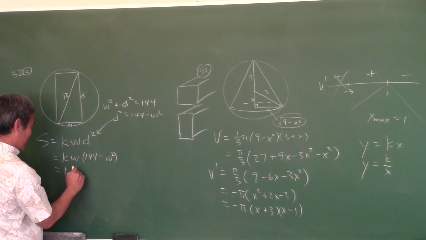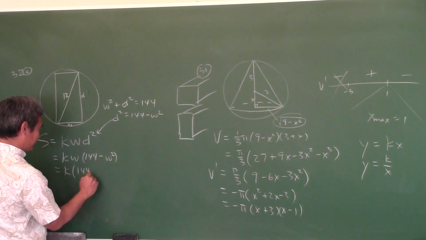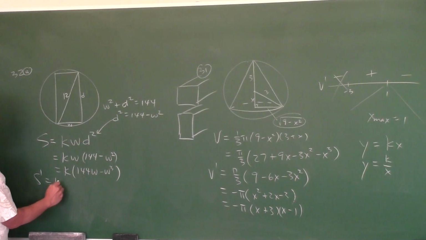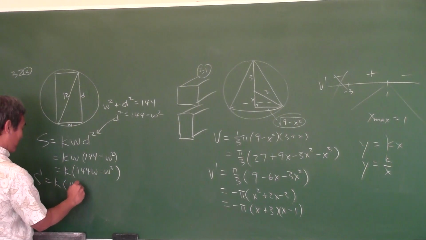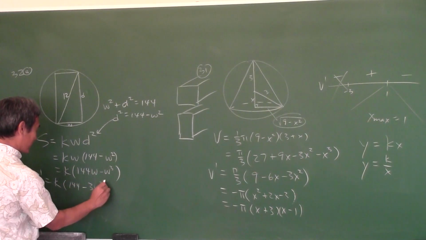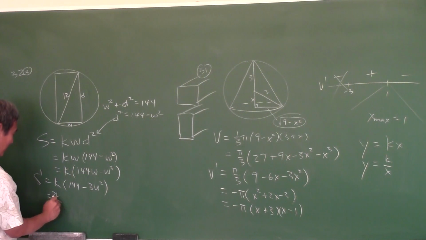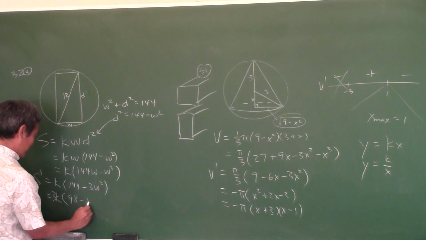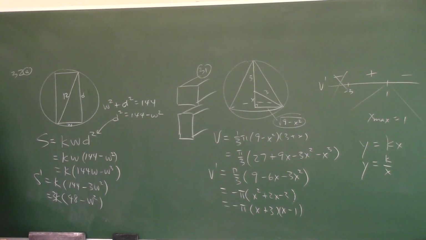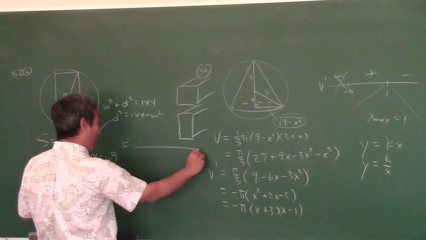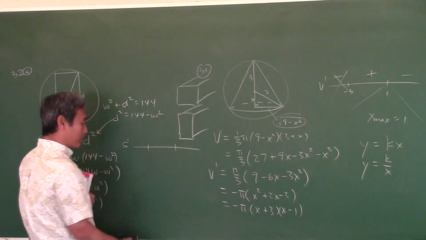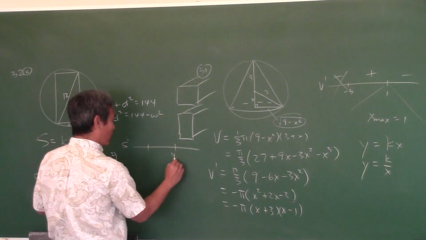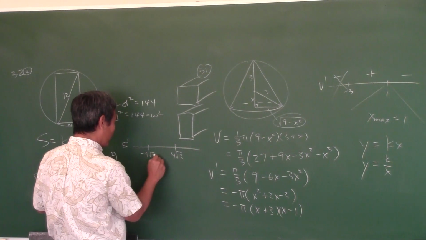So I'm going to throw the constant on the side. I'm going to distribute the W. So when you take the derivative, you throw the constant on the side, and you get 144 minus 3W squared. And when you factor out the 3, you get 48 minus W squared. So now we are ready for the number line. So you got plus or minus root 48. What is root 48? 4 root 3. So 4 root 3, negative 4 root 3.